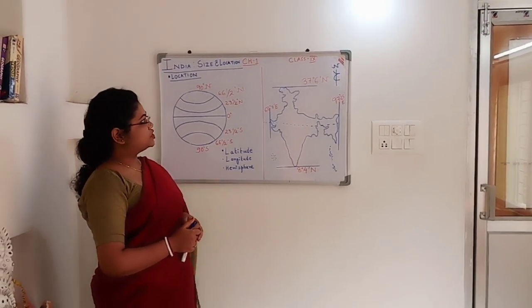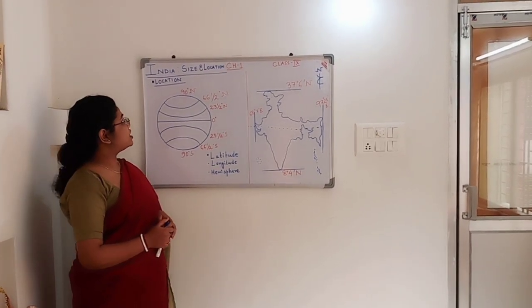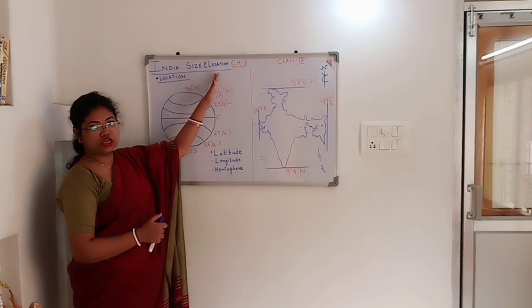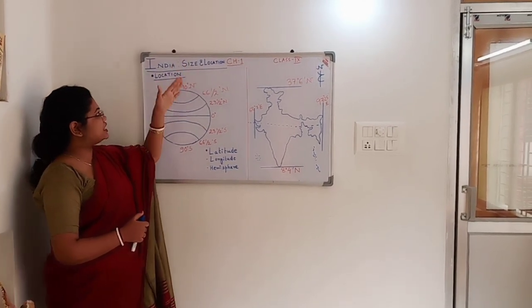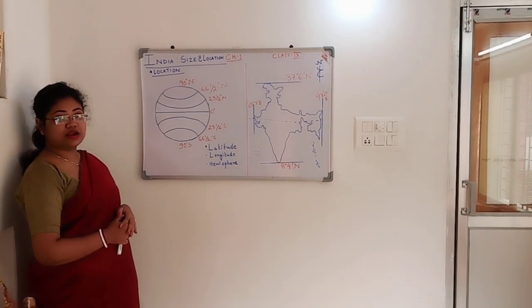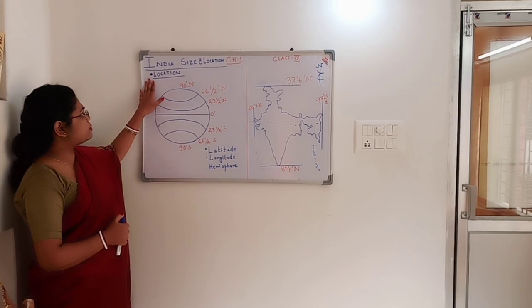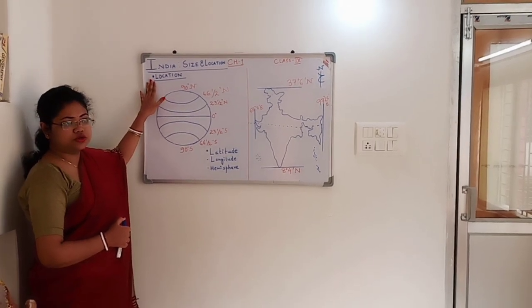Today I am going to discuss with you the first chapter of class 9, that is India, size and location. As you can see from the name of the chapter, in this chapter we are going to read about the size and where India is actually located. So our topic today is the location of our country.